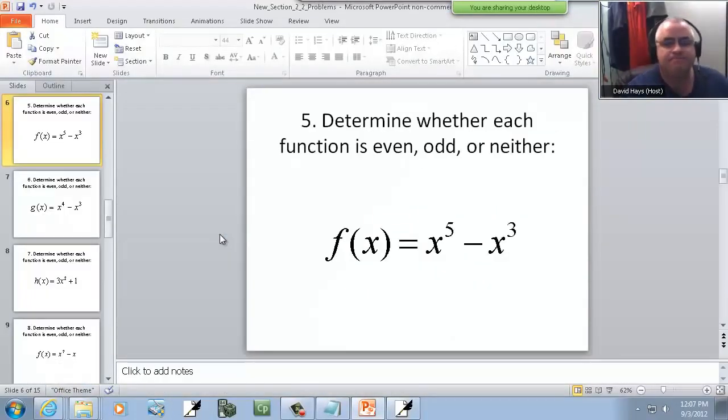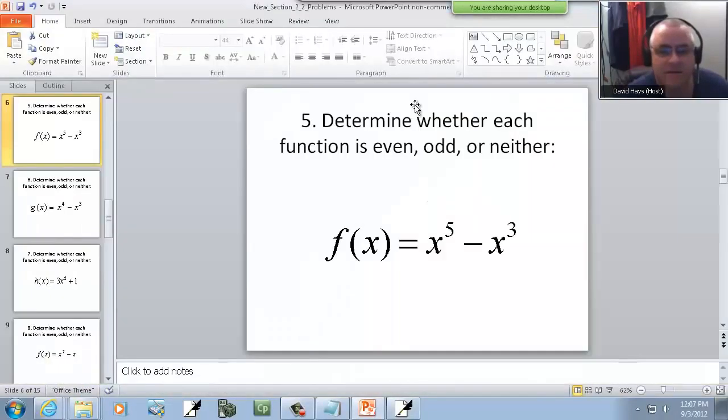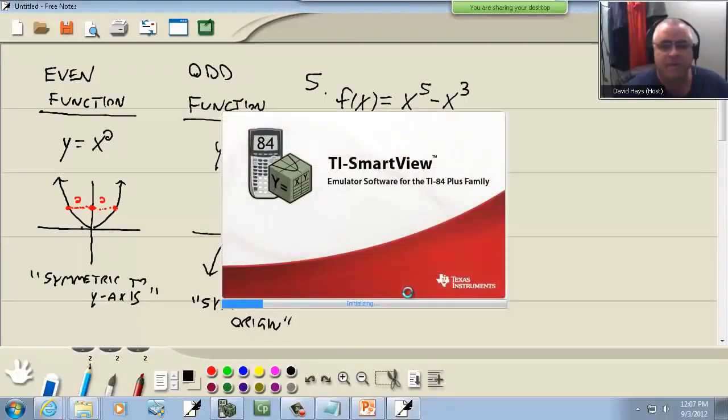Okay, let's look at this one. Determine whether each function is even, odd, or neither. So we got number 5. We got f of x is equal to x to the fifth minus x to the third. Well, again, we have to graph it. So let's bring up our graphing calculator.